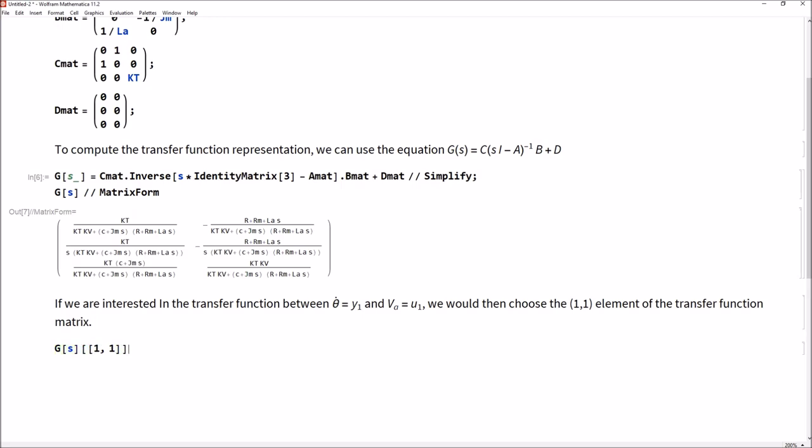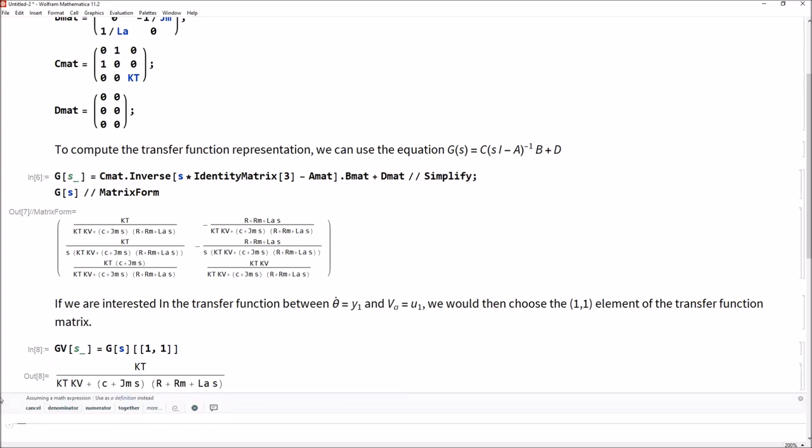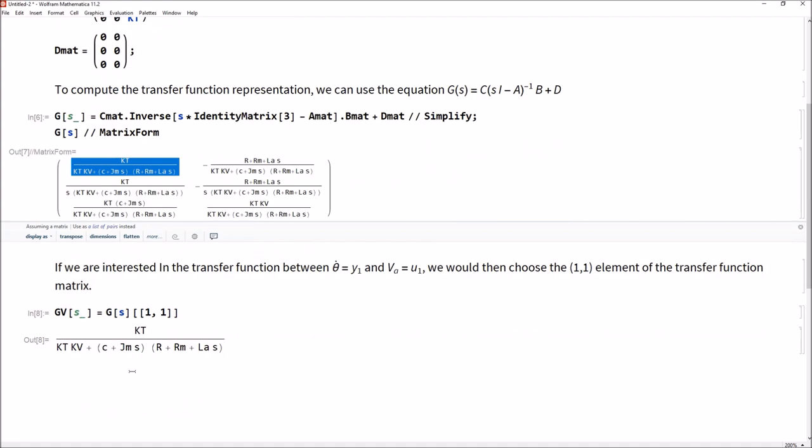Here's the 1-1 element. Let's maybe call this GV for velocity, right? So this is a transfer function which describes the velocity. So there you go. Here's what it is. It's just this element right here that we extracted. And as you can see, what's interesting is it's a second order transfer function, right? There's two S's in the bottom.